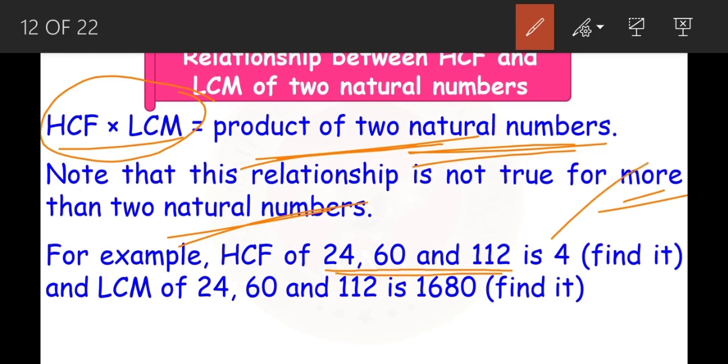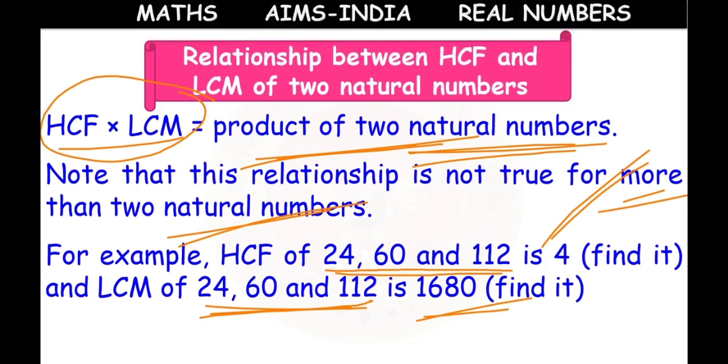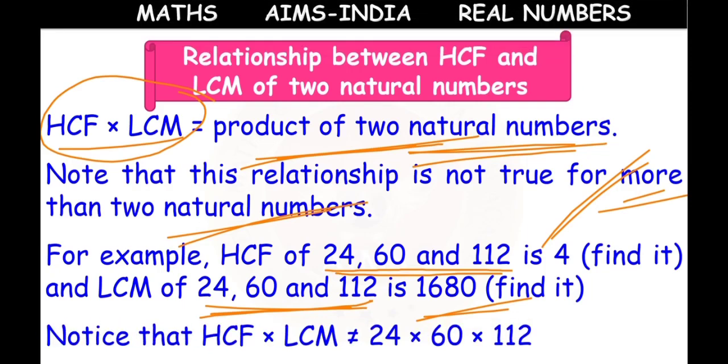and their HCF is 4. Suppose we have found already that the HCF, its value, is 4. In the same way, the LCM is 1680. Like that, we have three numbers. We know their HCF, we know their LCM.